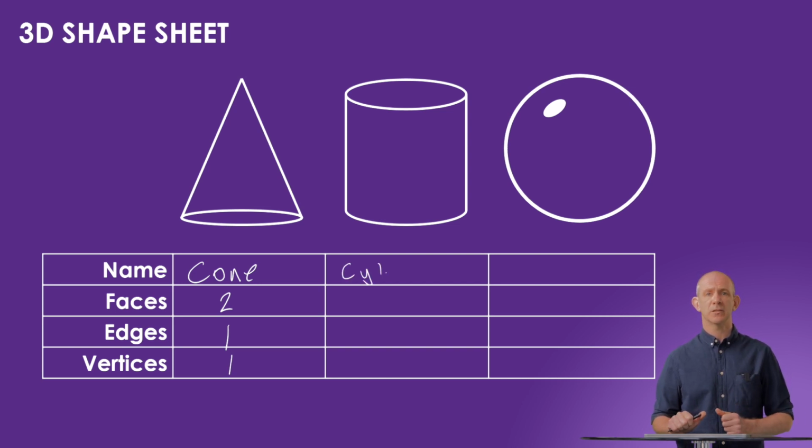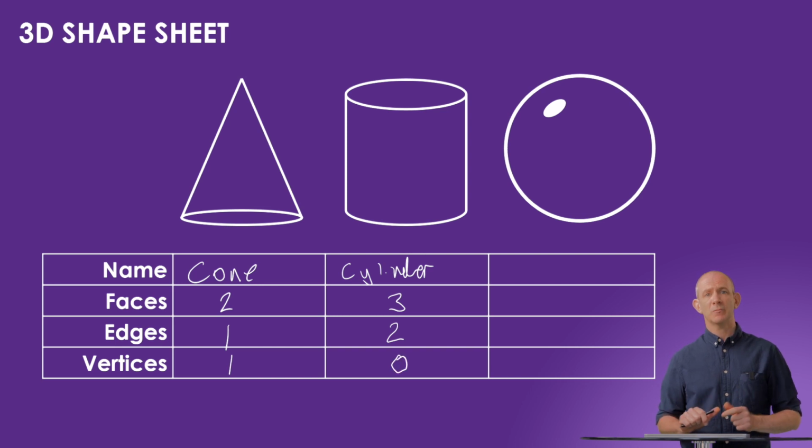The next shape is a cylinder. This has got three faces, a circle at the top, a circle at the bottom, and then a curved part that goes around the middle. We'll be looking at this further when we look at nets to see what type of shape that actually is. It's got two edges where the circles join that central curved section, and this shape doesn't have any vertices.